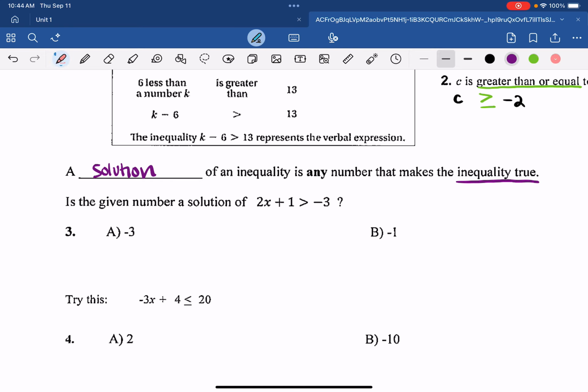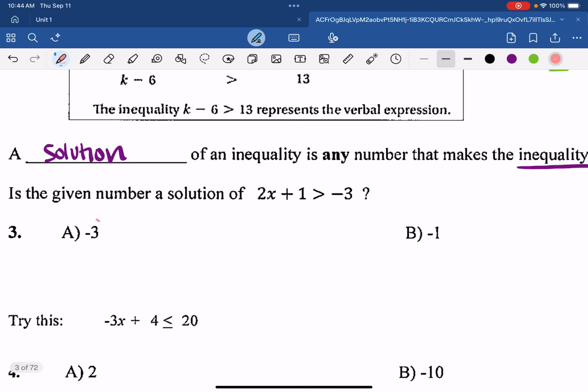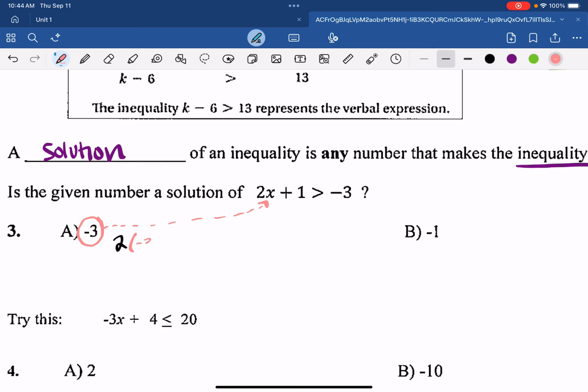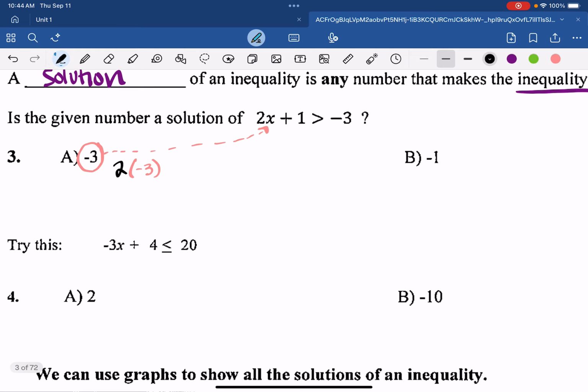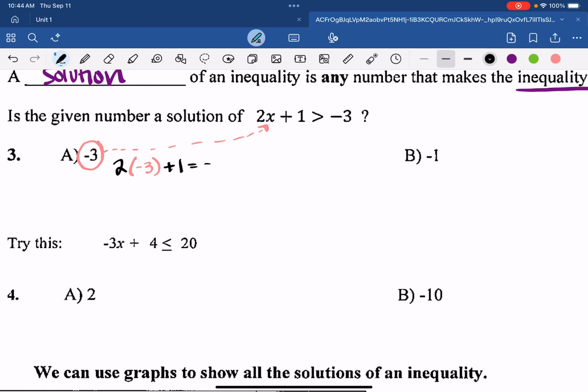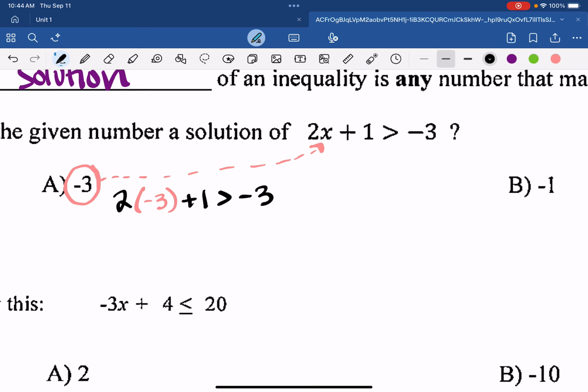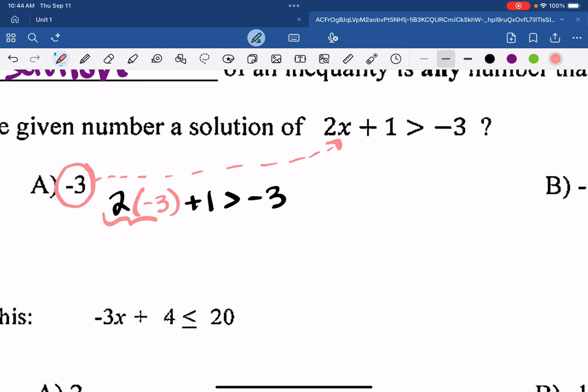To solve this, we're going to take our -3 and plug it in for x. So I have 2, I replace the x with my -3, so my x goes away, plus 1 is greater than -3. Now we simplify. I'm going to do 2 times -3 and get a -6, plus 1 is greater than -3. We add on this side. I have -5 is greater than -3.